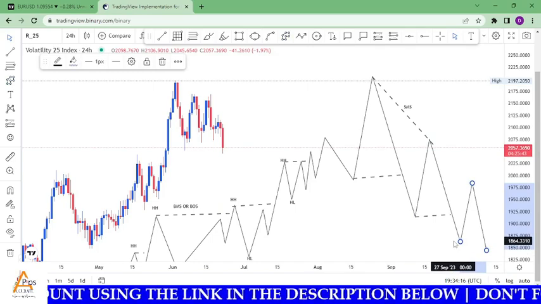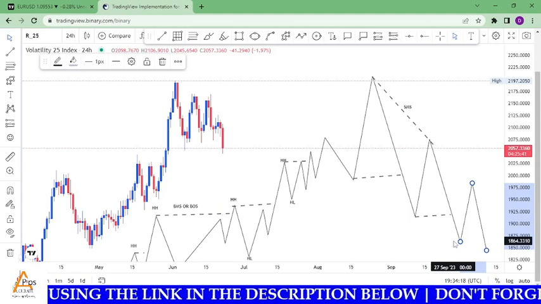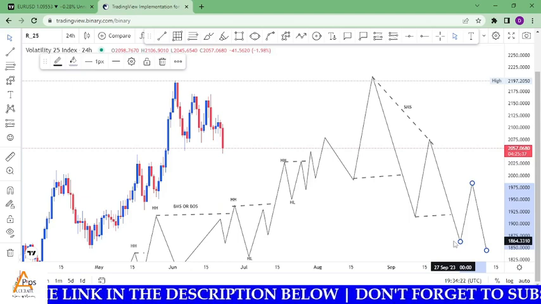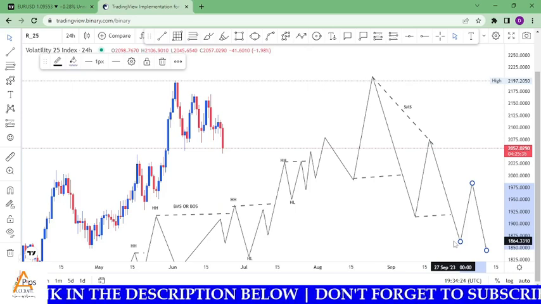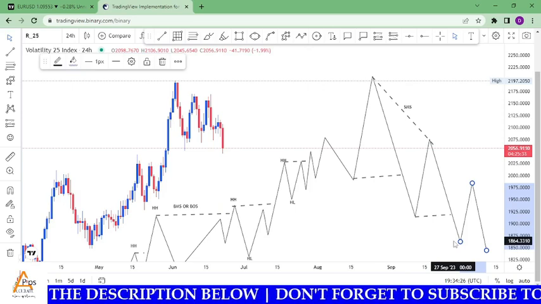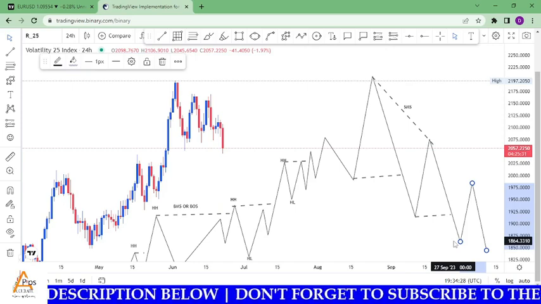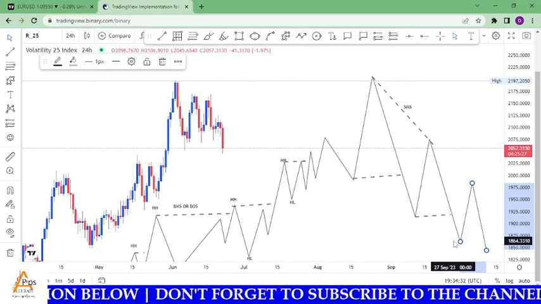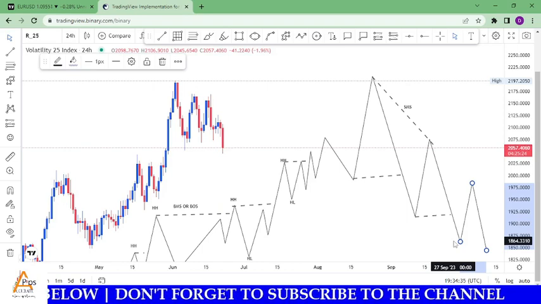It means we are what? We are now confirming that the market has truly changed from bullish structure to bearish structure, and hence we begin to look for selling opportunities in the market. So once you get a confluence, then you can sell in the market.